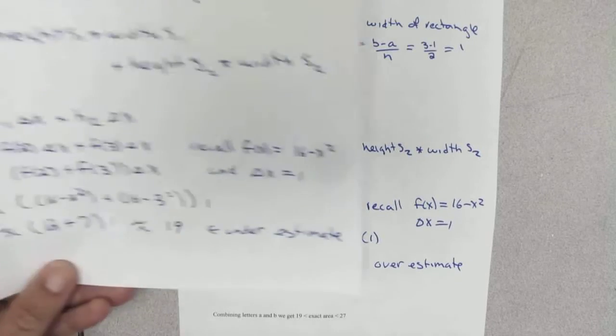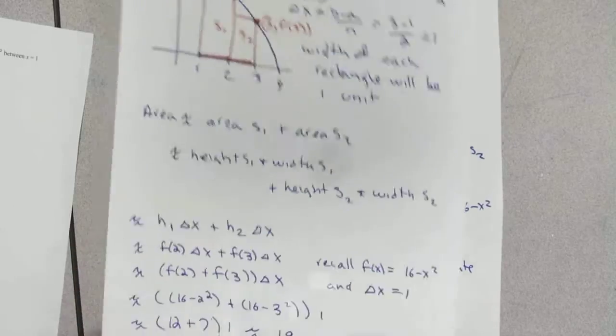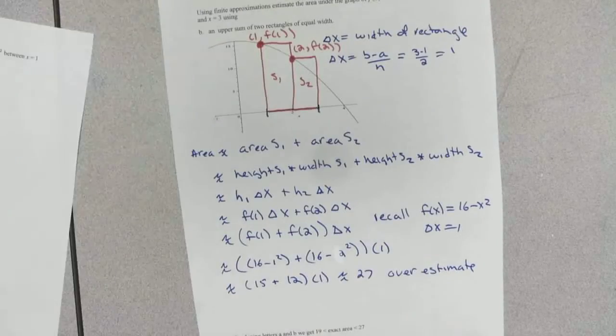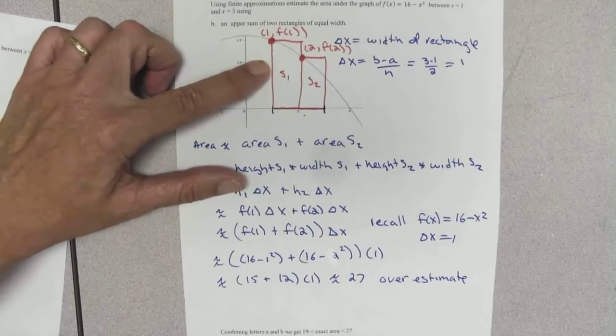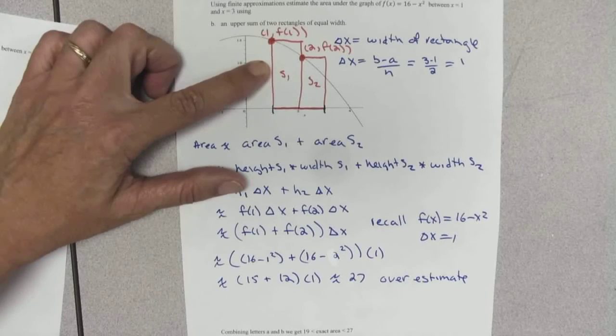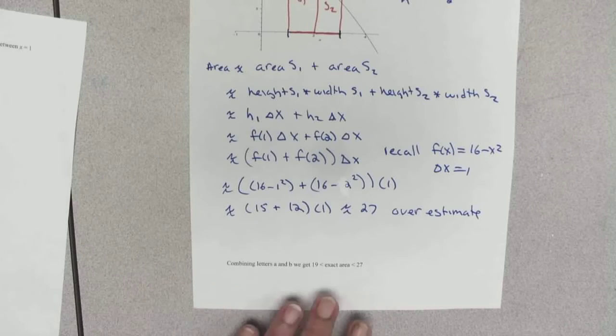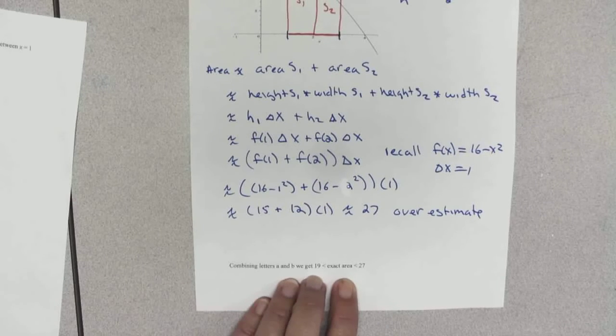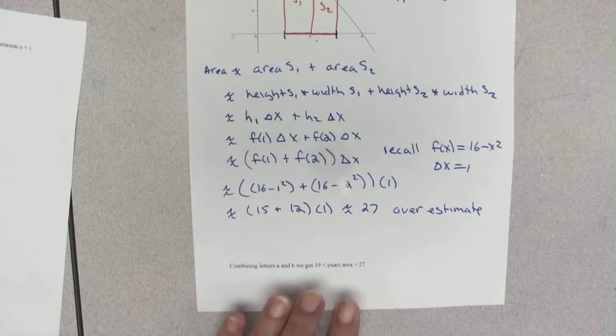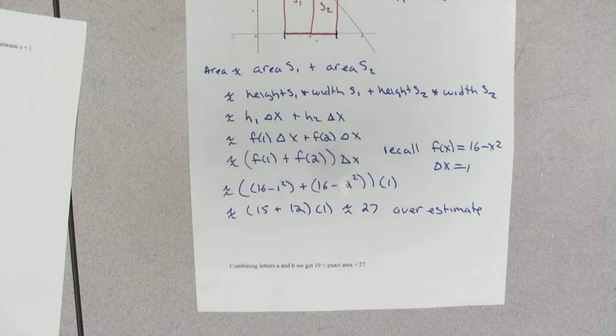Now the previous problem, we got 19, and that was an underestimate because our rectangles were a little too short. Here we got 27, that was an overestimate because our rectangles were too tall. So we could compare both of them, and we now know that the exact area is somewhere between 19 and 27. Now that's not a particularly good estimate. There are a whole lot of numbers between 19 and 27. Well, actually, there are infinitely many numbers between 19 and 27, but that's a fairly large distance there. So it's not a good estimate.